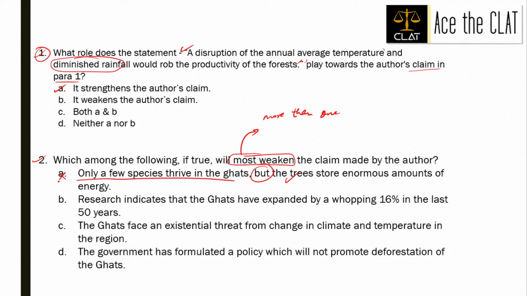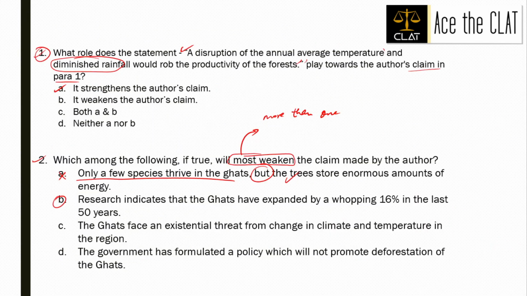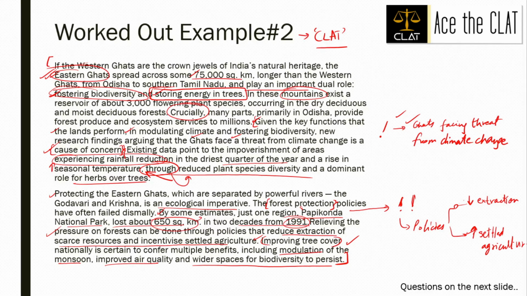Let us look at option number B. Research indicates that the Ghats have expanded by a whopping 16% in the last 50 years. Do you remember, guys, that the author had talked here about a national park, which had lost about 650 square kilometers in 2 decades from 1991. But the option says that in fact the area in the Ghats has expanded by a whopping 16% in the last 50 years. So that attacks the author's evidence, right?